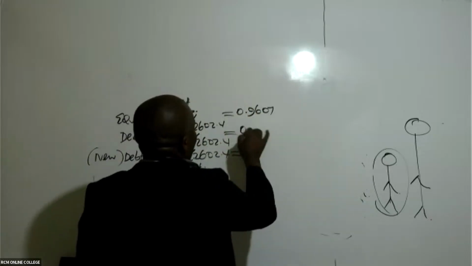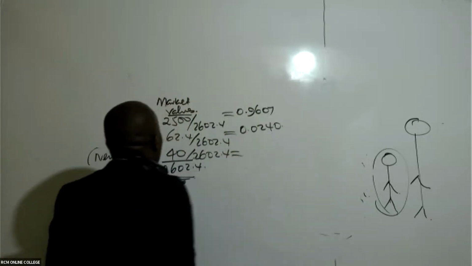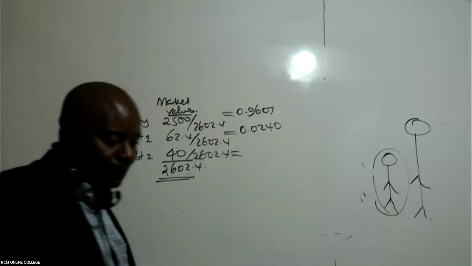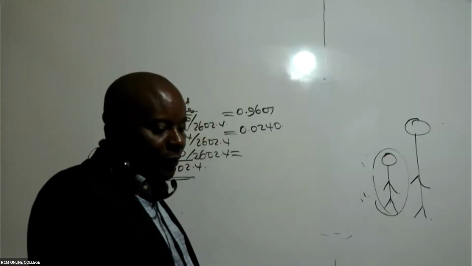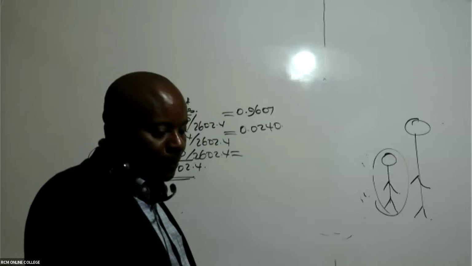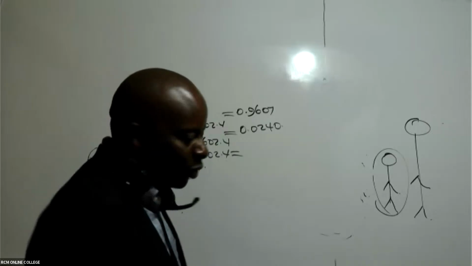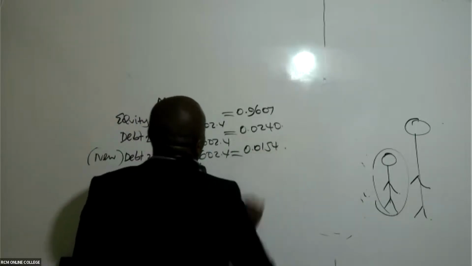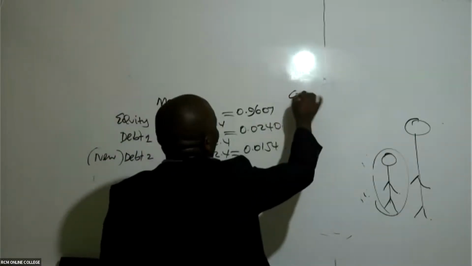0.0240. Thank you very much. And then we have that 2. What will be the weight here? The last one is 0.0154. Then how about the costs?